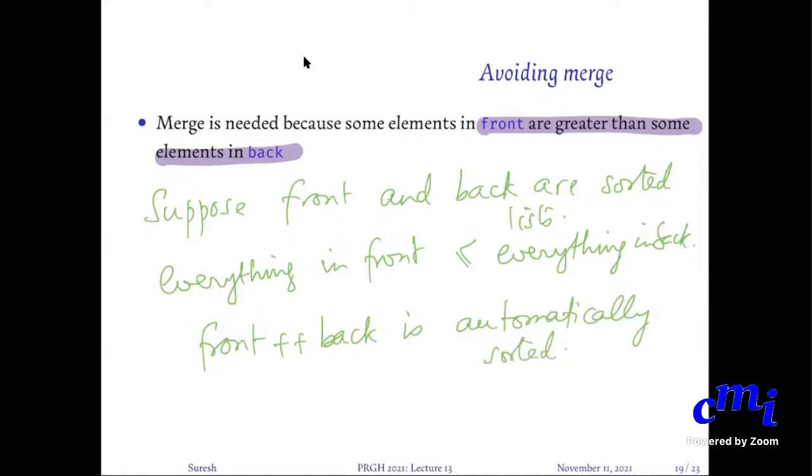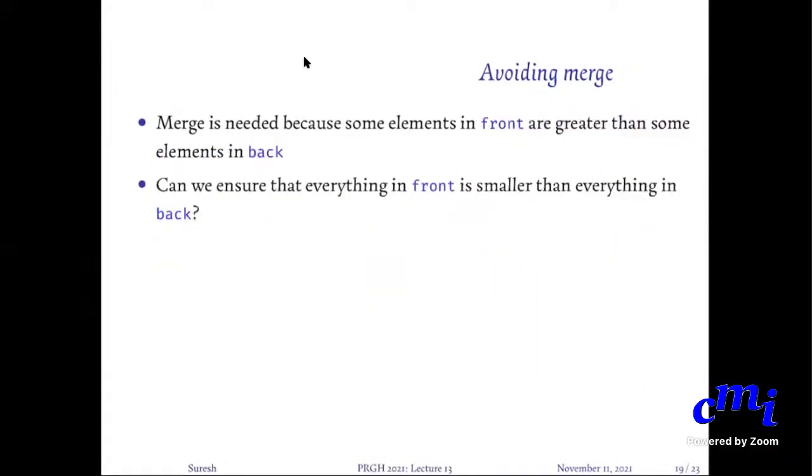Okay, so you avoid the merge step, but then where do you have to pay the cost? You have to split. Earlier front and back was just some split at n by 2. Now you have to do some work to figure out a front and back such that every element in front is less than or equal to every element in back. So can we ensure that everything in front is smaller than everything in back? There is a way to ensure it.